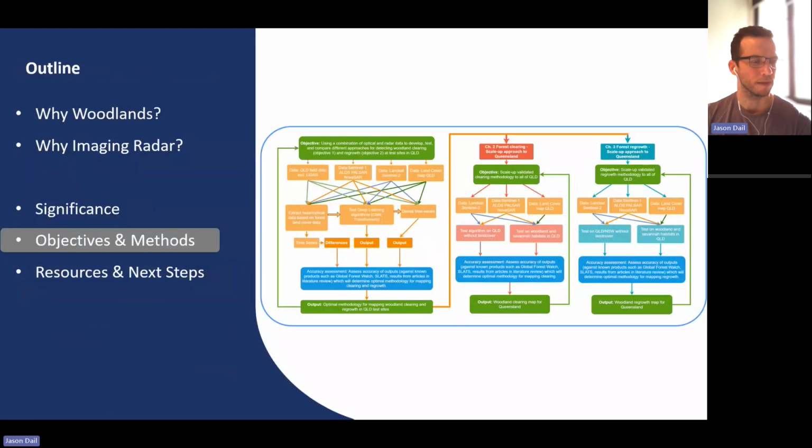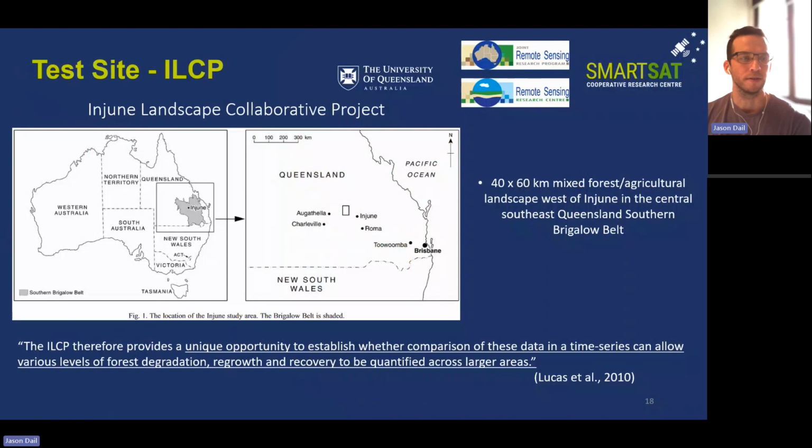And objectives and methods. So just to go over the test site a little bit, the ILCP, the Injune Landscape Collaborative Project, began in 1998 through an Australian Research Council funded 3-year project to evaluate the potential of SAR for forest structure and above ground biomass before the launch of the Japanese Aerospace Agency's ALOS PALSAR satellite. So this was kind of a testing bed to see what could be possible.